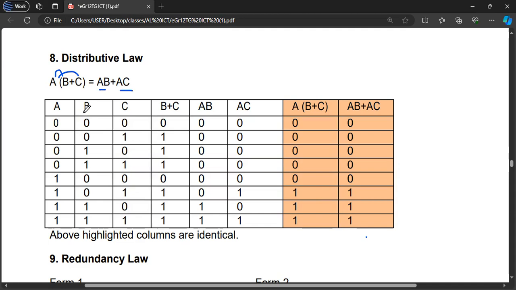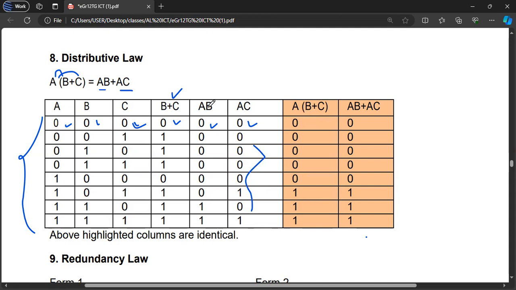So 3 inputs are there, 8 combinations are possible. Then B plus C, you take the output. So 0 plus 0 is going to be 0. Then A dot B, 0 into 0 is going to give you 0. Then A dot C, 0 into 0 is going to give you 0. Like that for the remaining, you guys need to fill these ones also.